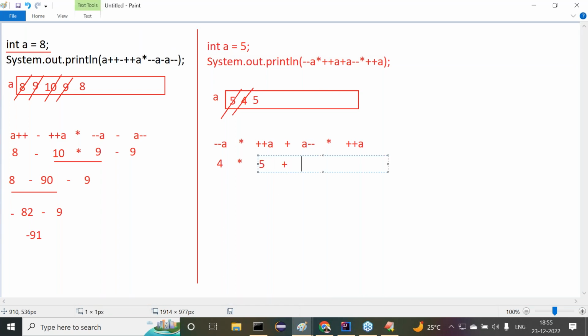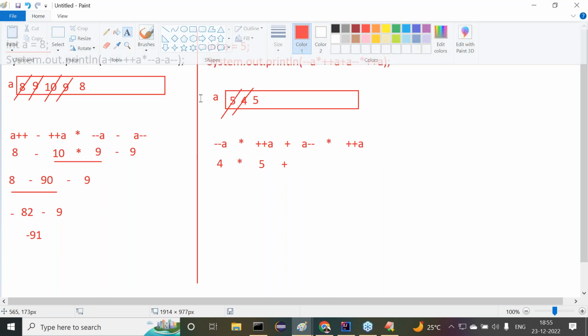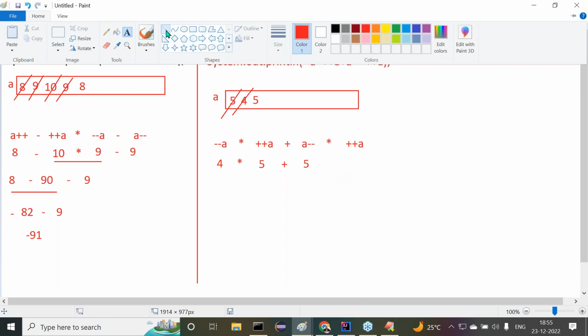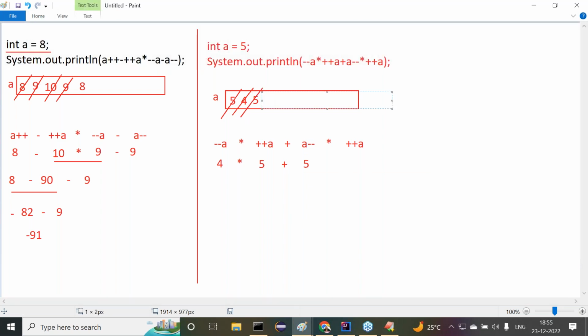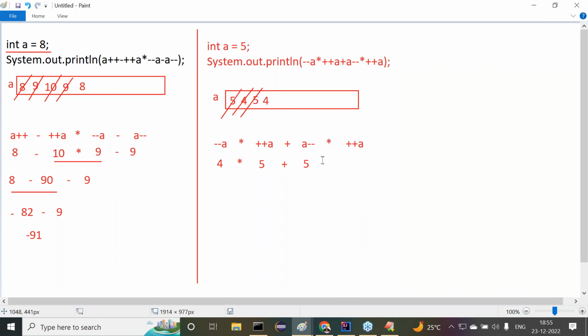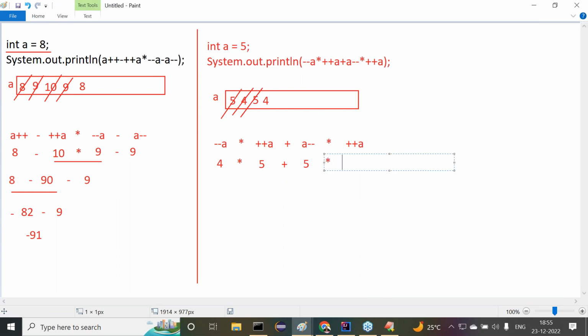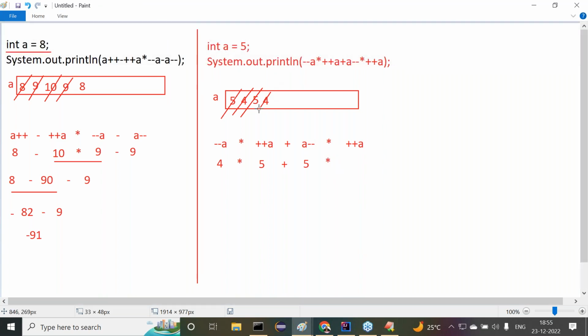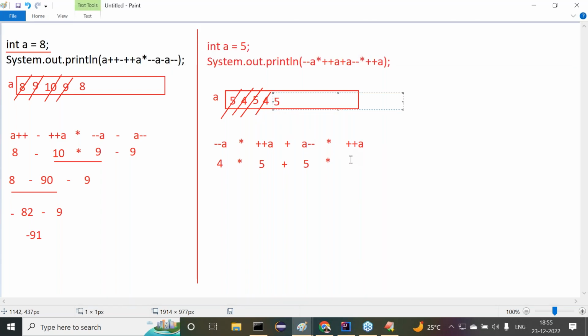Plus a--. a-- means post-decrement. The current a value will participate in the expression, that is 5, but internally 5 is decremented by 1, so now we get 4 as the value. Next is star, after that ++a, pre-increment. So first the a value will be incremented by 1. Now the value is 5, and 5 participates in the expression.